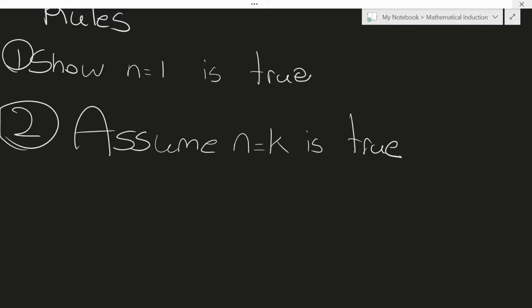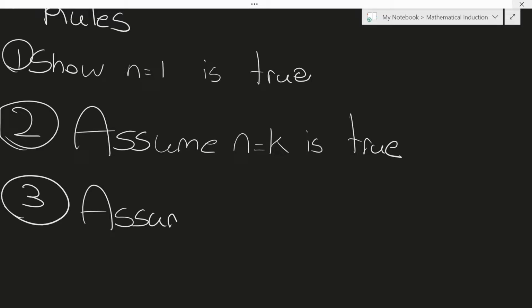So when doing these two rules at least, they're complete if you mark them. You're just substituting in the values, where we see n equals 1, or we see n equals k for the second rule, and that's essentially it. And then the third rule is assume.